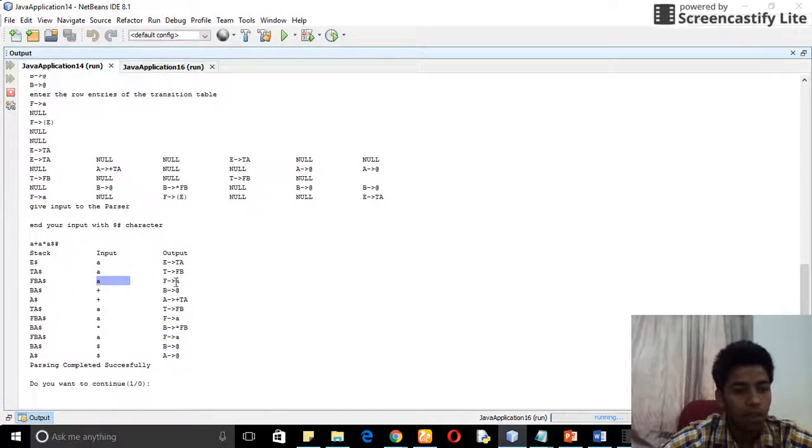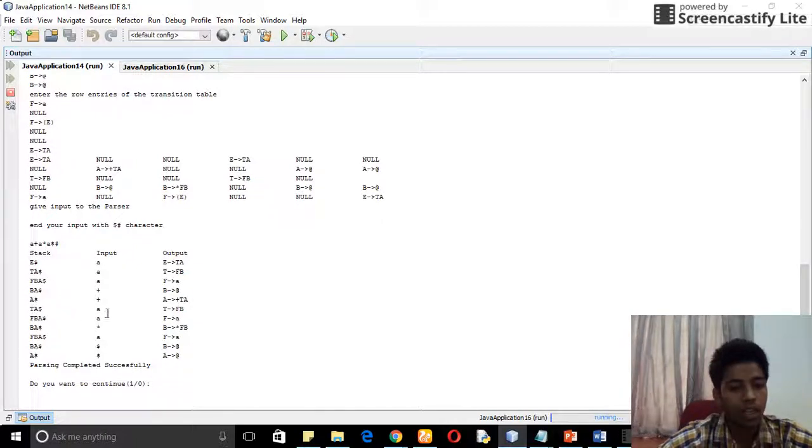The input is a, F produces a, so a will cancel out. The rest is BA, and B produces epsilon, which means the null character. So with a dollar and plus, A produces plus TA, and I put that on my stack, so it becomes TA dollar.